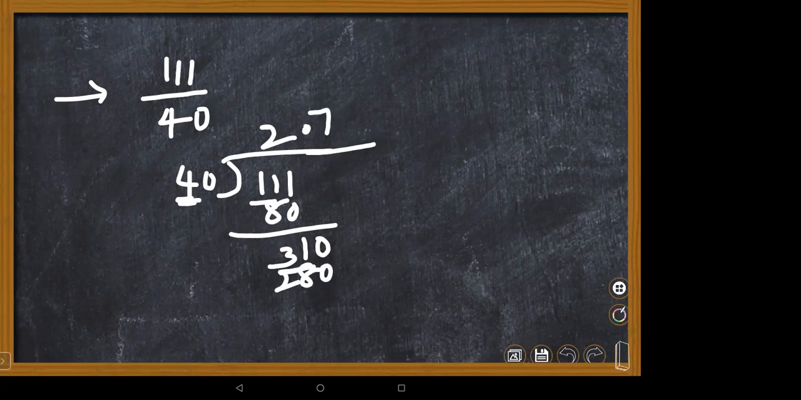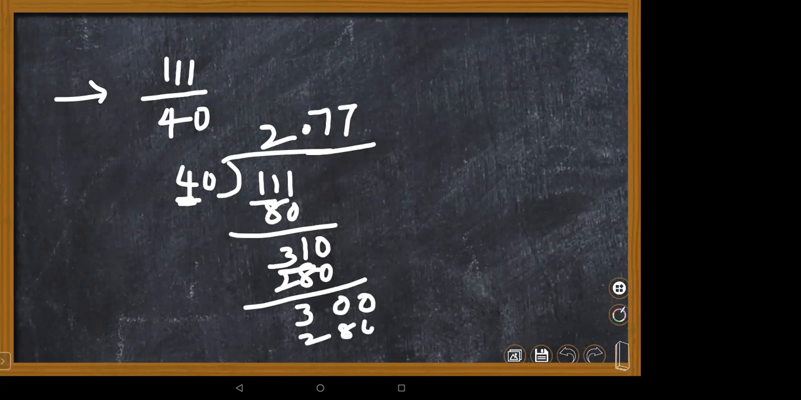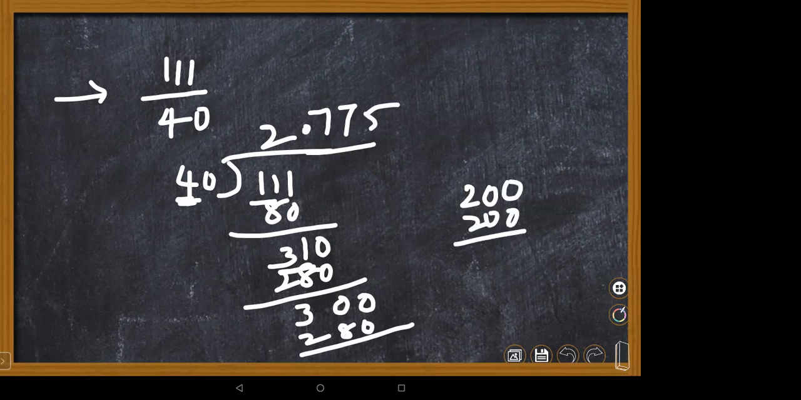Now if I subtract the value, it's nothing but again 30. Anyway, the decimal point is there. Again go with 7, 280. 40. What is the remainder, children? 20. So take a 0 and take a 0 again. Using the 4 table, 40 into 5 is 200, right? So 2.775.